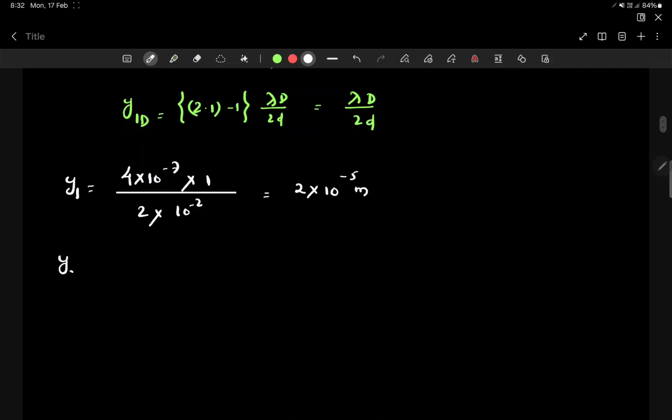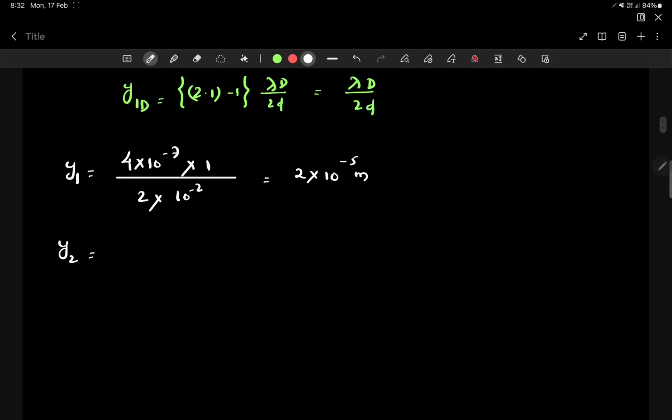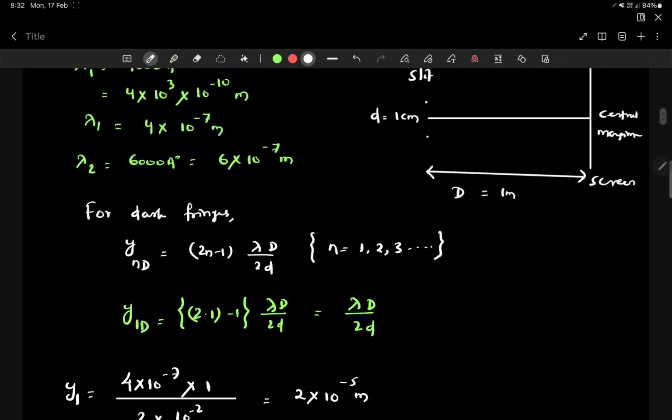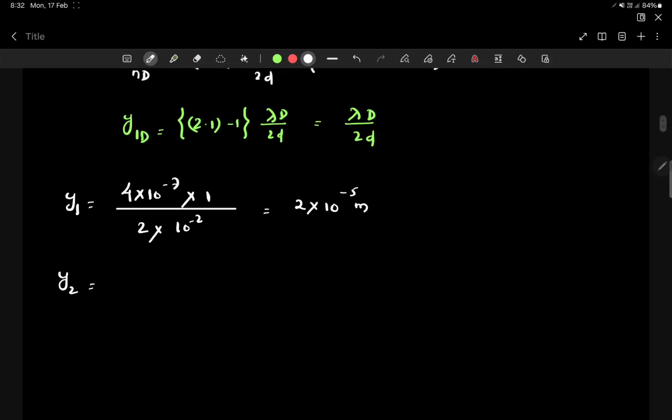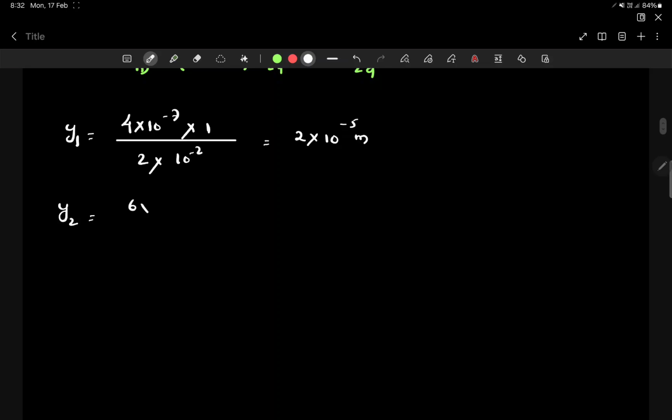Similarly, what is the y2 value? Y2 means for wavelength lambda 2, where will be the location of the first dark fringe? So y2 is equal to the same formula, lambda D by 2d. The lambda value is 6 into 10 to the power minus 7 into 1 divided by 2 into 10 to the power minus 2. So it will be 3 into 10 to the power minus 5 meter.